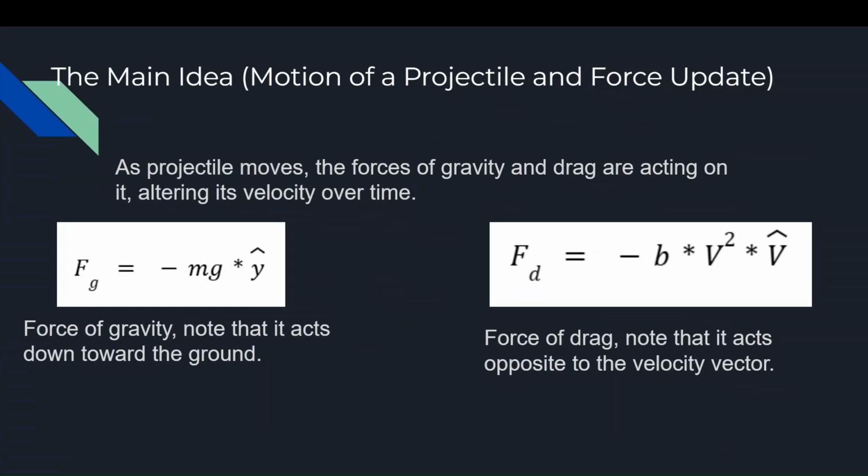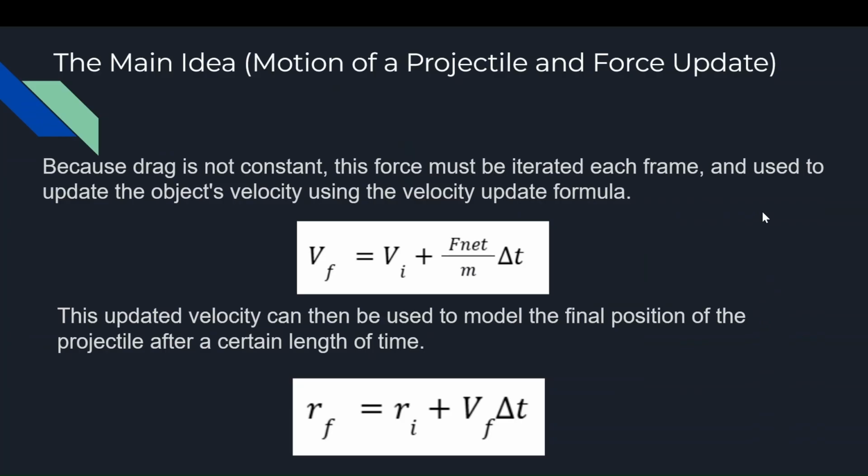So the main idea is the motion of a projectile in the force update equation. As the projectile moves, the force of gravity and drag are both acting on it, altering its velocity over time. The force of gravity is always acting in the negative y-hat direction, and the force of drag is modeled by this equation, which uses the square of the velocity and the drag constant, and it is always going in the negative velocity direction. Because drag is not constant, this force must be iterated each frame and used to update the object's velocity using the velocity update formula. And this updated velocity can then be used to model the final position of the projectile after a certain length of time.